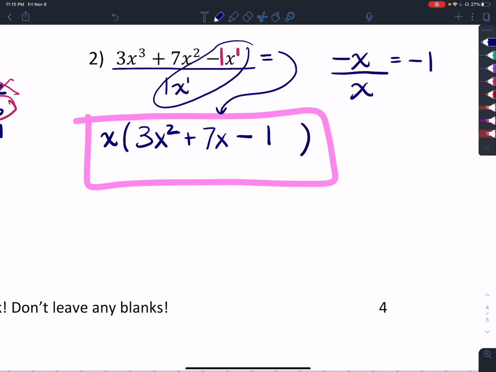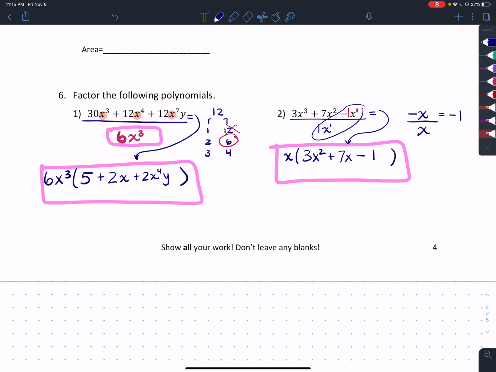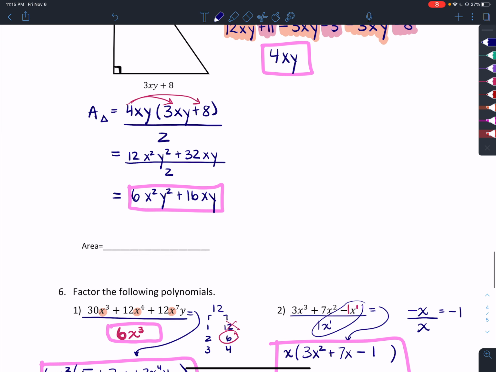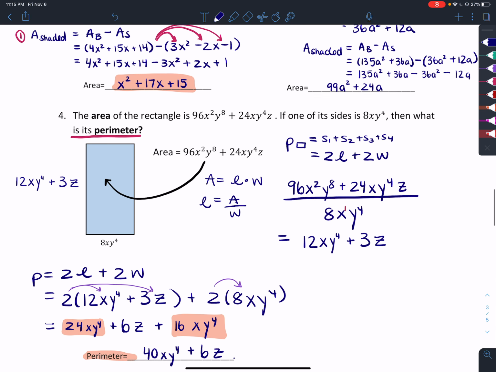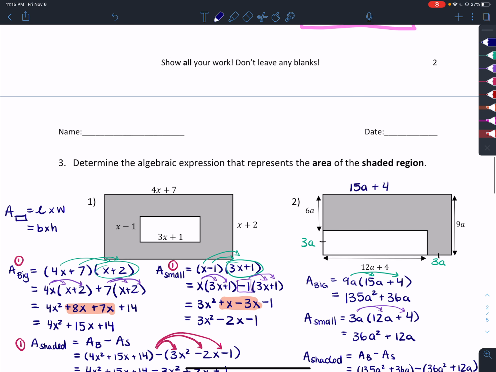Okay, so that is it. I'm going to post all of these solutions on OneNote so that you can look at the document as slowly or as quickly as you want to.